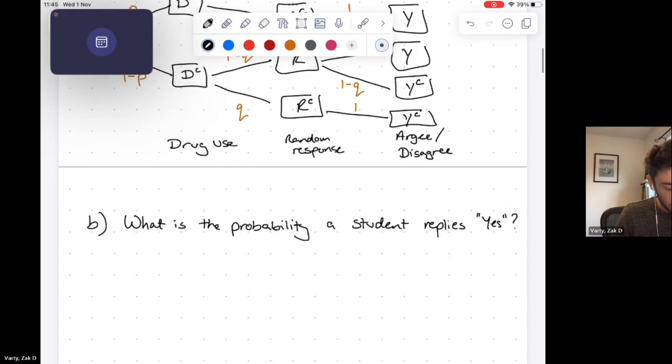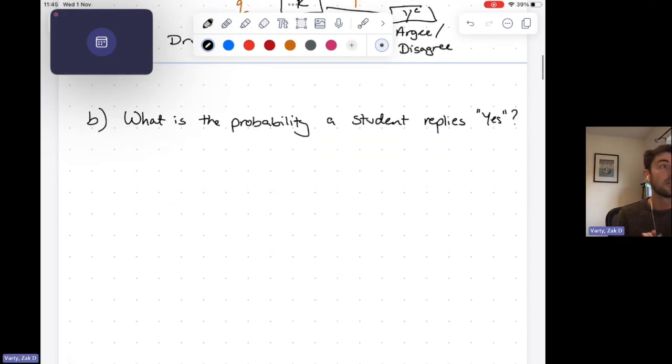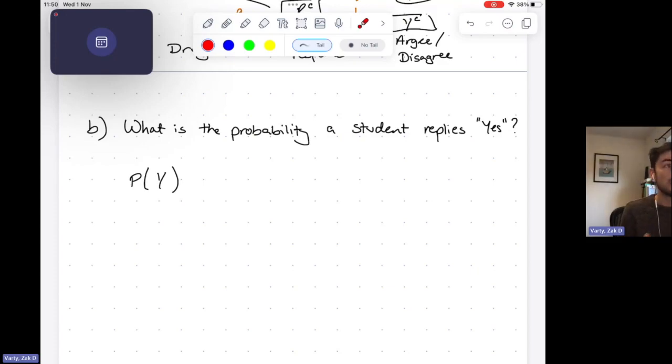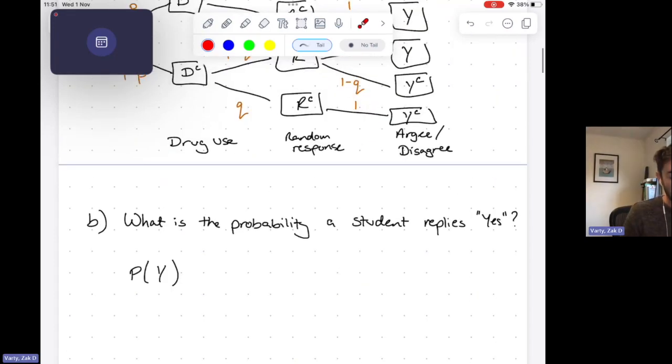Okay, so the second part of this question asks us to write down what the probability is that a student replies yes. So one way of doing this is to start out with an expression P of Y, the probability of a yes response, and use the law of total probability to expand this out into all of the different cases we can have with our two random variables, R and D.